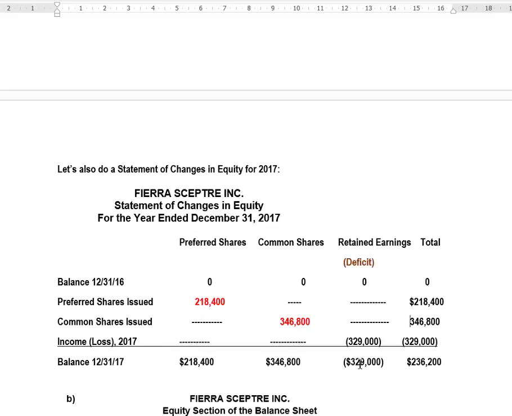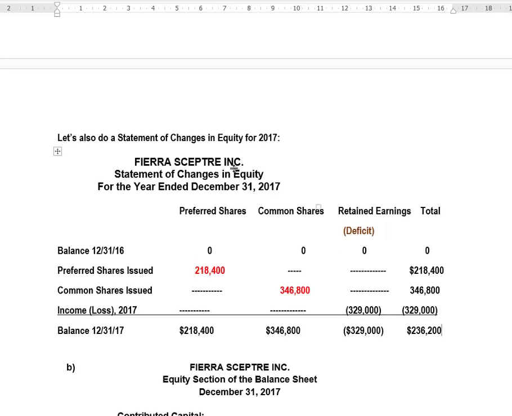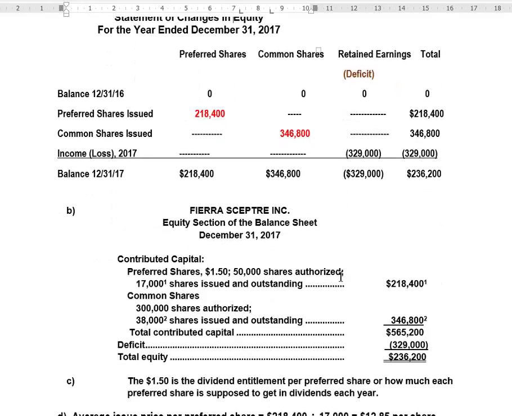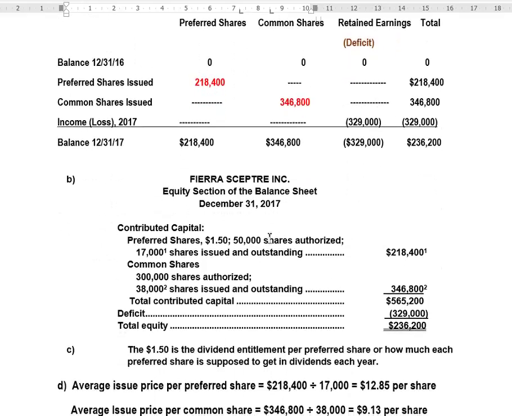Notice we had a loss, which brings down our retained earnings from zero to a more negative number, which is a 329,000 deficit. All right. So now these final numbers, when we add our columns, are the numbers that are going to appear on the balance sheet in terms of the dollar values. That's why we say you always do a statement of changes in equity before you do the equity section of the balance sheet.